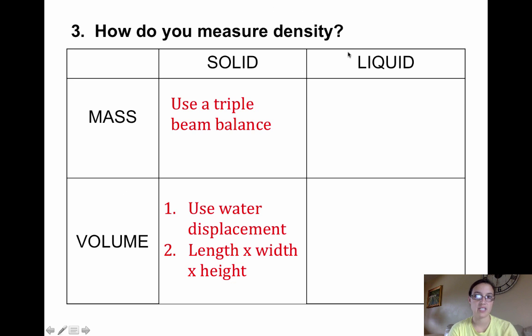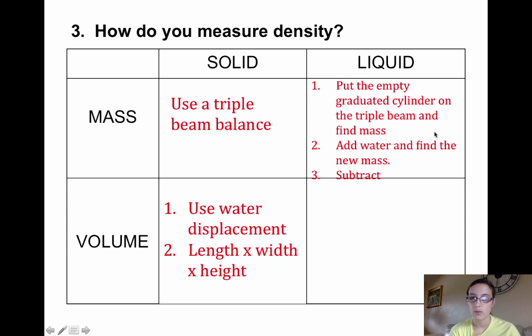Now, if we want to find the density of a liquid, we still need mass and we need volume, right? Because to find density, we do mass divided by volume. So to find the mass of a liquid, we can't just pour a liquid onto the triple beam balance, right? We need to have something to hold the liquid. So what we can do is put the empty graduated cylinder on a triple beam balance and find the mass. Typically, it's going to work better if you use a smaller graduated cylinder because your mass isn't going to be as high.